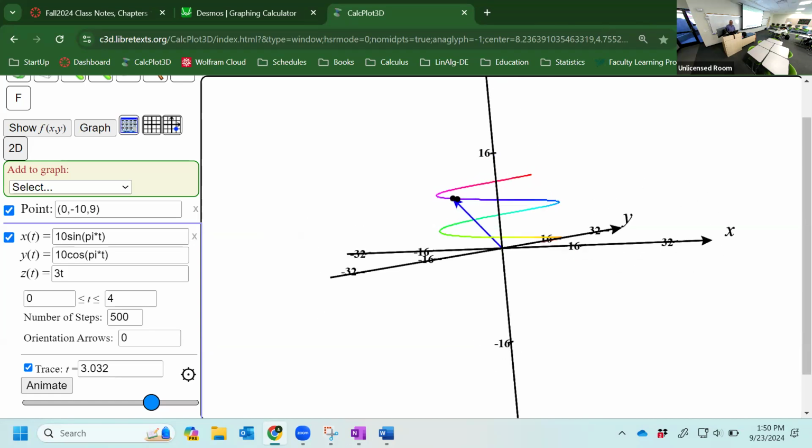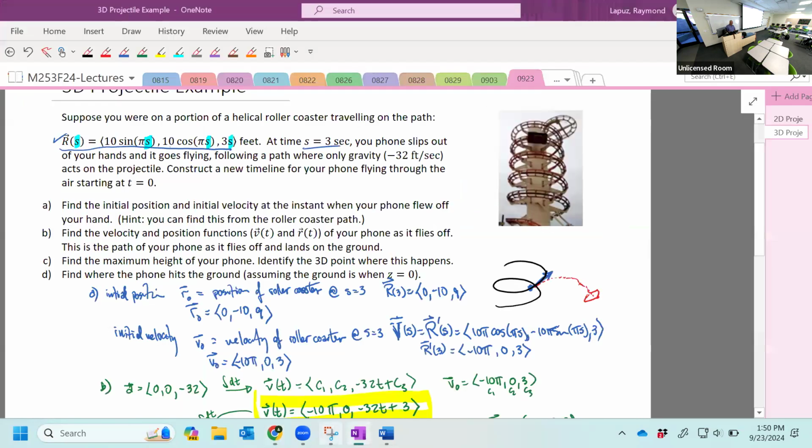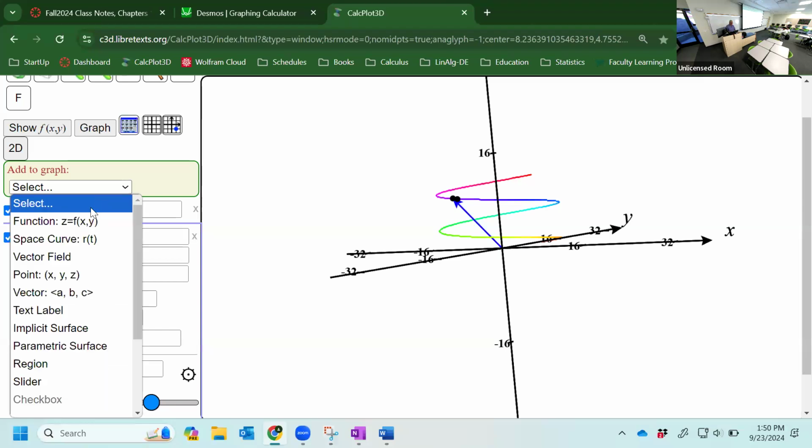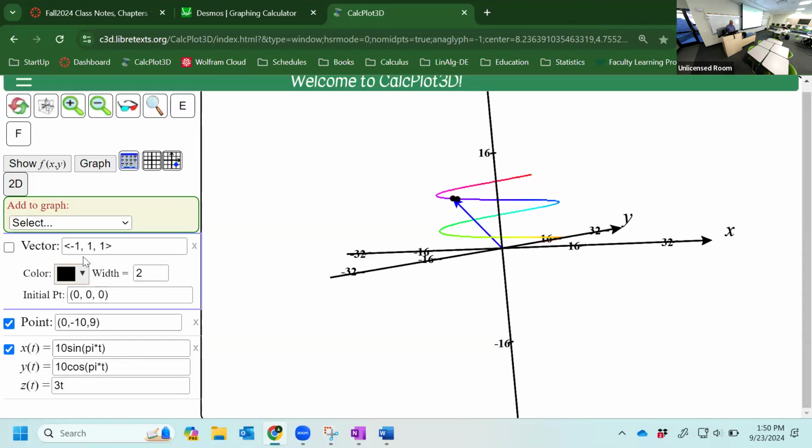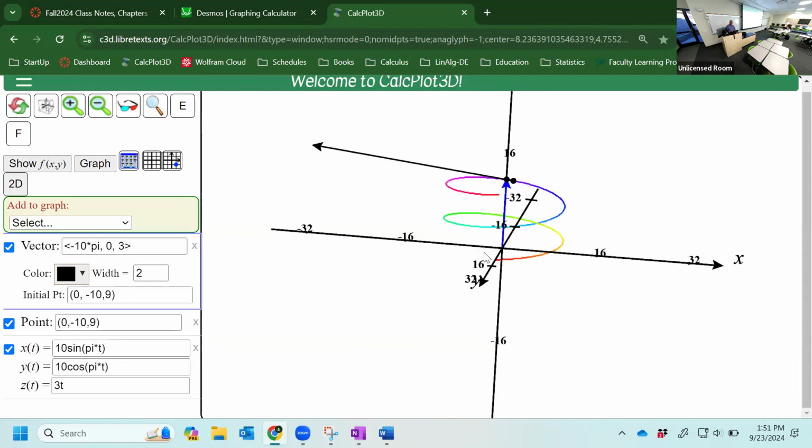starting off point. The velocity vector. The velocity vector is -10 pi, 0, 3. -10 pi, 0 and 3. But we want it at this point. So that's your velocity vector.